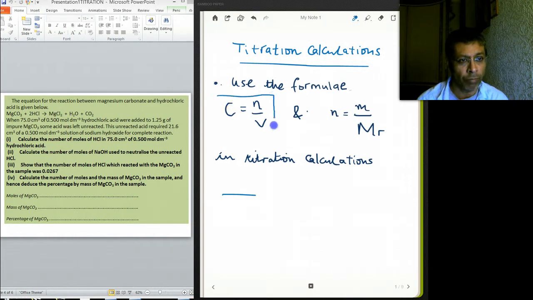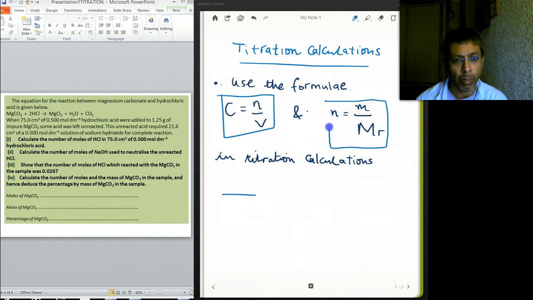C is equal to n over V, and n is equal to little m over Mr. Those are the two important ones we need to always use when doing titration calculations, one or the other or both. So let's go to this question here. It's a little small. If you can, just pause the video and have a read of that question first.